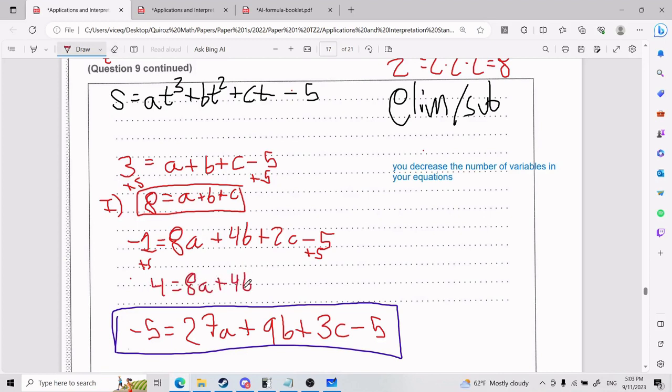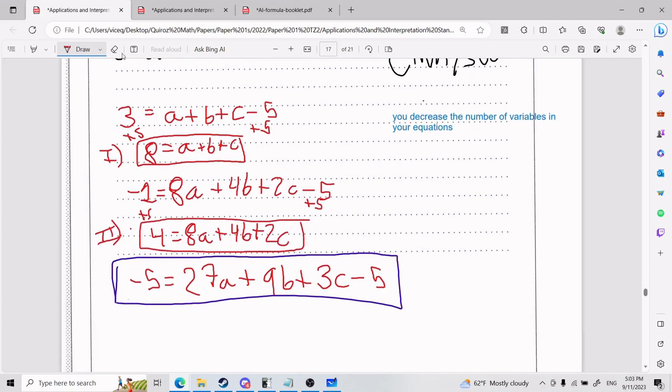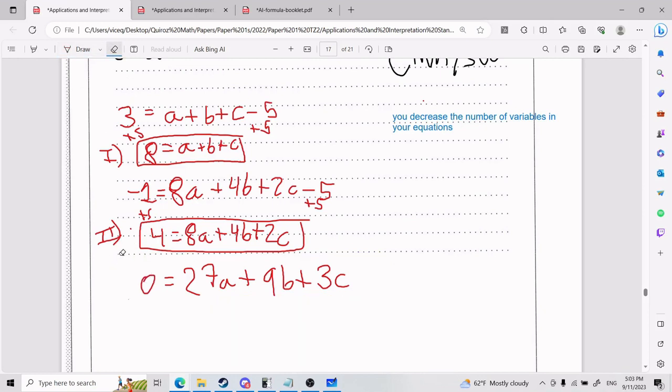plus 4b plus 2c. So this right here is going to be my second equation. And now for my third equation, just to leave it nice, I do plus 5 to both sides. And as you can see, I simply end up with 0 equals this whole thing. All right. So this would be my third equation. Again, I'm just playing around with it so that it looks a little more nice.